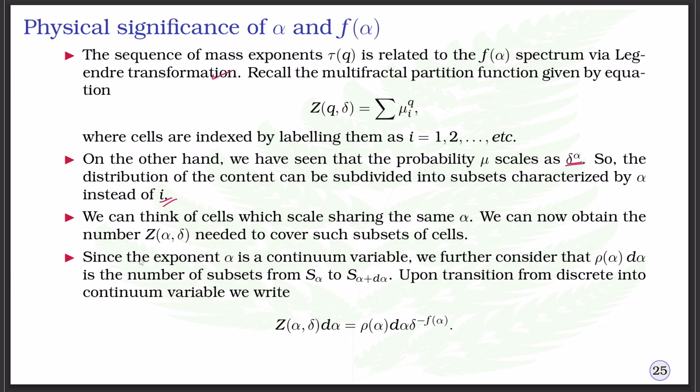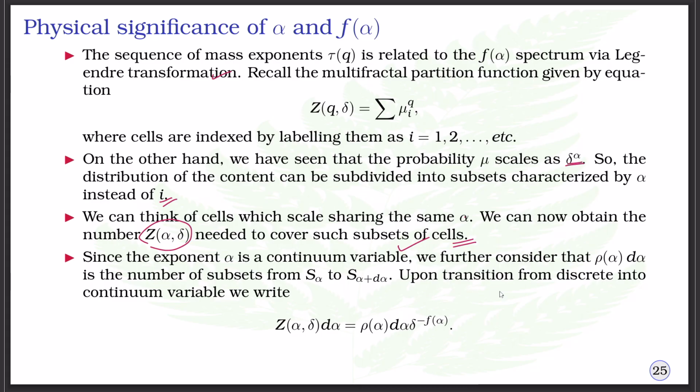We can now obtain the number N of alpha comma delta, instead of q comma delta, needed to cover such a subset of the cells. Since the exponent alpha is a continuous variable, with respect to all q from minus infinity to plus infinity, we further consider rho of alpha times d alpha as the number of such subsets from alpha to alpha plus d alpha.